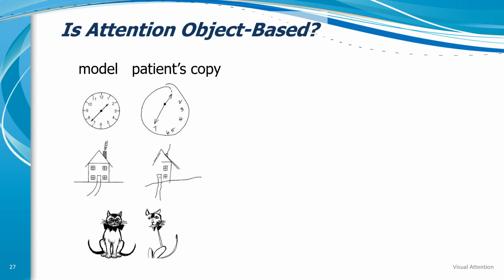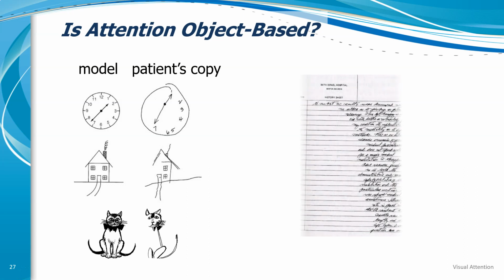Oh dear. Okay, so here's a model of a clock, and the person gets started, and they're neglecting a lot of the left side. Here's a house, and they're copying that. Again, they start off okay, but again, they're really neglecting the left side. And here's a cat. Again, they start drawing it pretty well, but eventually they just end up neglecting the left side of the cat. Here's an example of a person writing in their journal. Again, they start off using the entire width of the sheet of paper, but they're really clearly neglecting the left side.